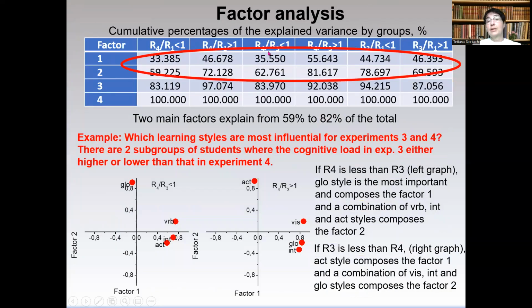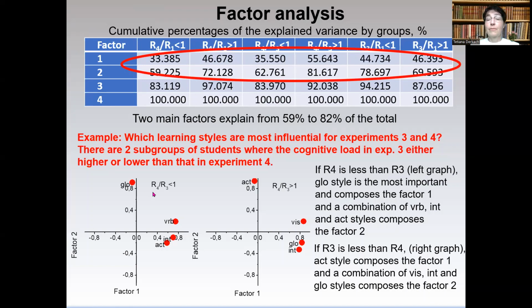To see the results of factor analysis, the cumulative percentage of the explained variance by groups is in this table. 2 main factors explained around 60 to 80 percent of the total. For example, you can ask me when learning styles are most influential for experiments 3 and 4. And you see there are 2 subgroups of students where the cognitive load in experiment 3 is either higher or lower than that in experiment 4.